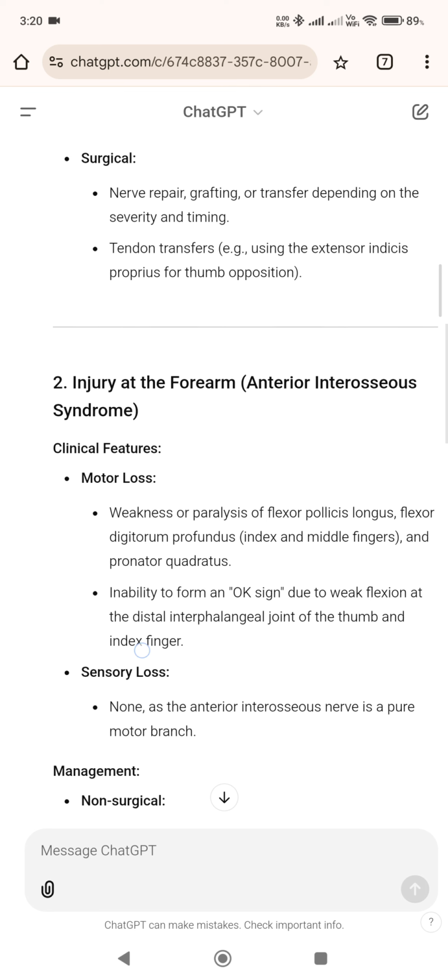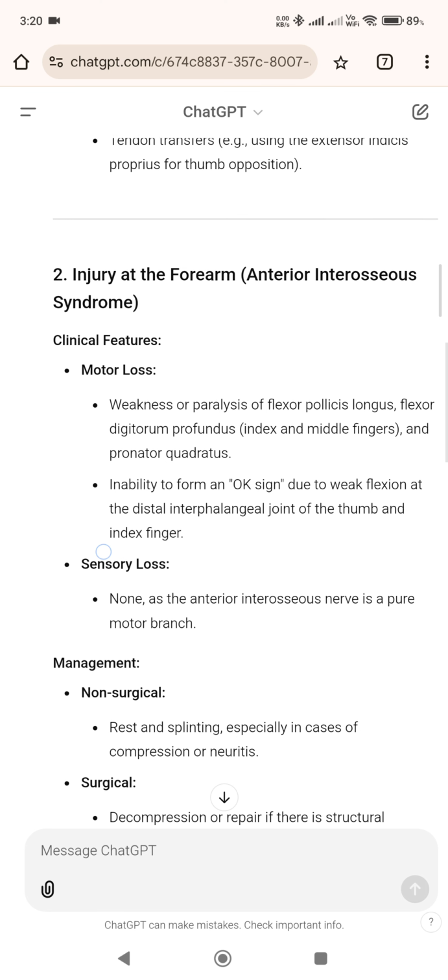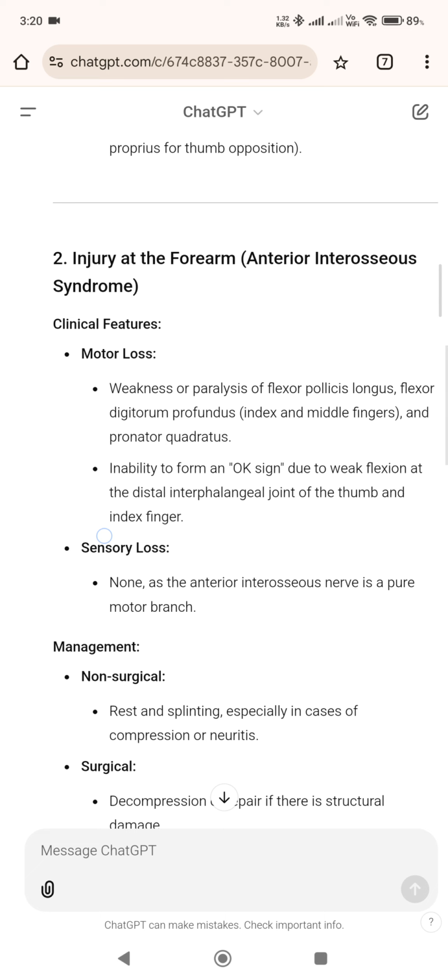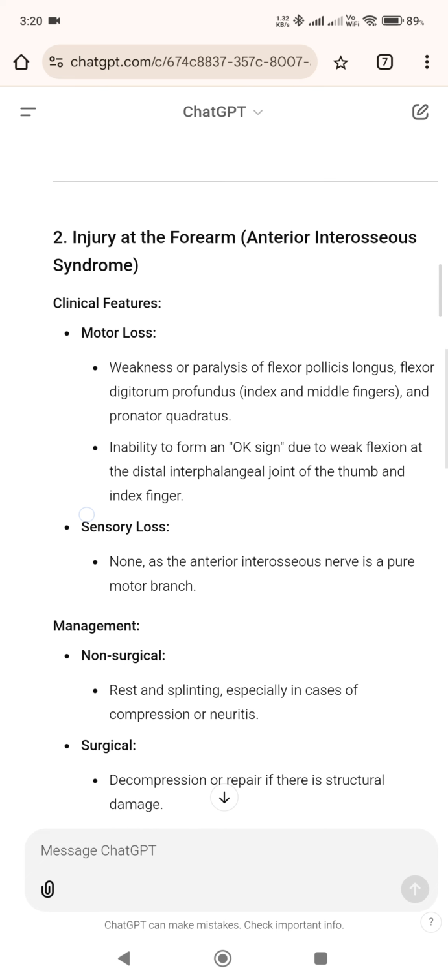2. Injury at the forearm, anterior interosseous syndrome. Clinical features: motor loss, weakness or paralysis of flexor pollicis longus, flexor digitorum profundus of the index and middle fingers, and pronator quadratus. Inability to form an OK sign due to weak flexion at the distal interphalangeal joint of the thumb and index finger. Sensory loss: none, as the anterior interosseous nerve is a pure motor branch.